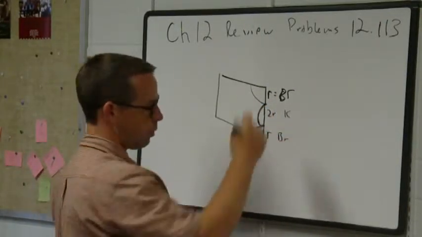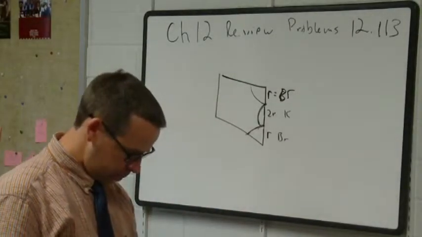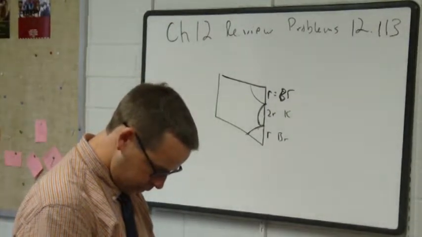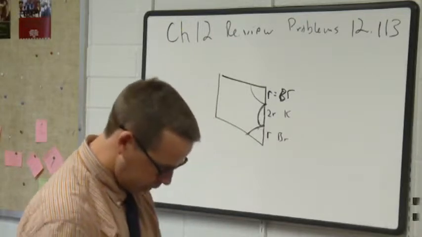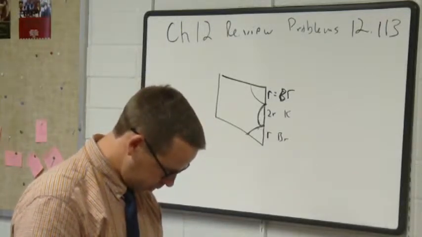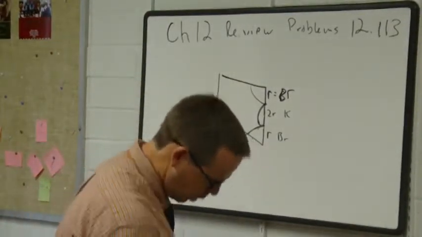So we have 2R of the bromide and 2R of the potassium, which is just the diameter of each of them. So 266 plus 195 plus 195, and we're getting 656. So for 12.113, 656. Is that right? Yeah, 656 picometers. Okay, 12.115.